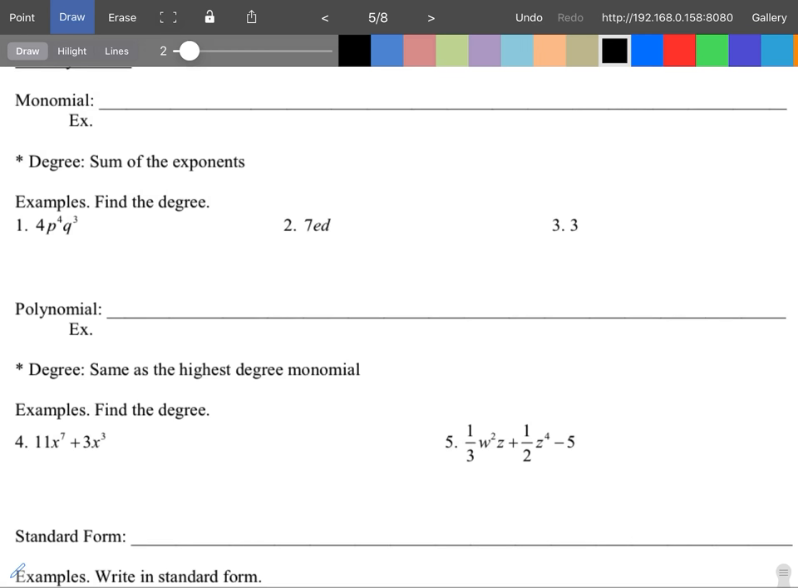Okay, so the first thing we have to do is fill in this blank at the top for the definition of a monomial. So a monomial, that is only one term, okay? Terms in this class, they are separated by addition and subtraction. So a monomial is only going to have one term. So we're going to write one term.